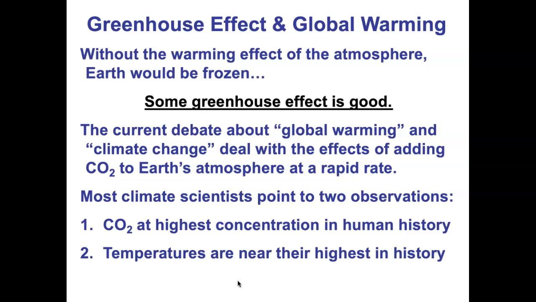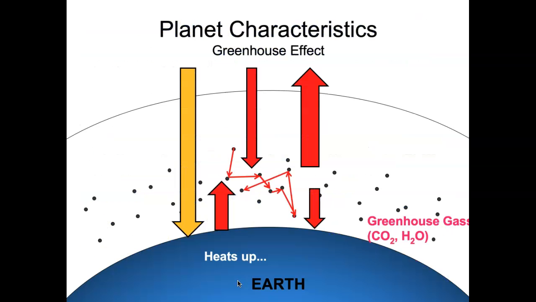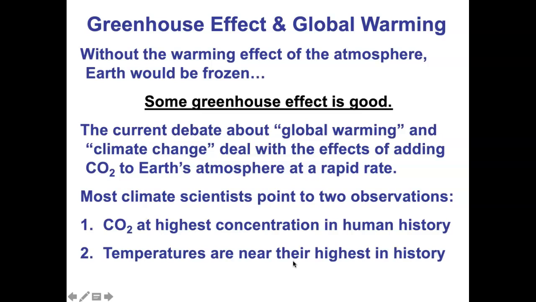But if you add a little bit of greenhouse gases, if you add a little bit of carbon dioxide and a little bit of water vapor to the Earth's atmosphere, those greenhouse gases are so good at holding the heat in that it warms up the Earth. That little bit of greenhouse effect warms up the Earth by 30 degrees, and it makes the Earth a nice temperate place with liquid water like we have right now. So a little bit of greenhouse effect is a good thing.